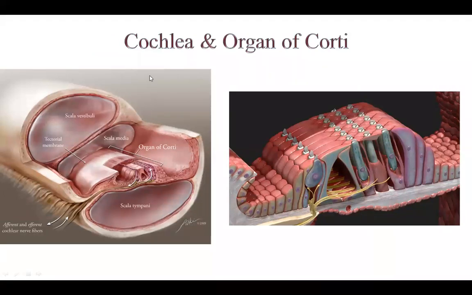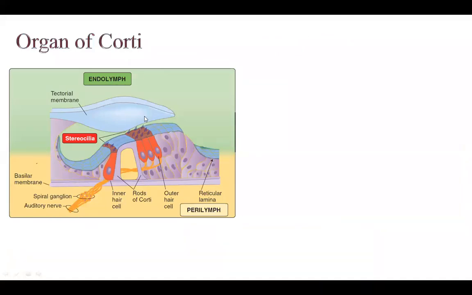Now coming to the cochlea and the organ of Corti. As we had seen before, this is scala vestibuli, scala media, and scala tympani. In the scala media lies the organ of Corti. Now let us see this in detail. This is a representative diagram. If you see here, the Italian anatomist Alfonso Corti described this organ of Corti, and hence this structure is named after him.